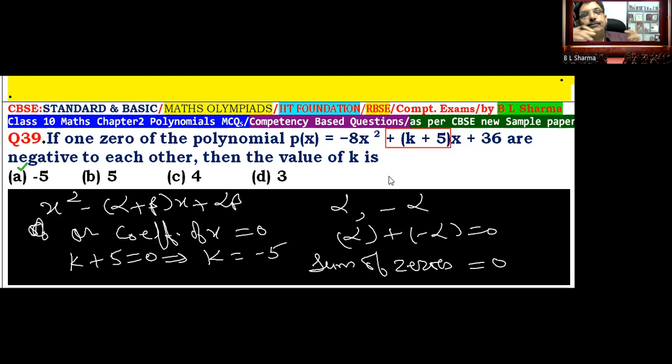Students, see to it, if one zero is the negative of the other, in that case the sum of zeros will be equal to 0, and the sum of zeros is given by the coefficient of x. Both of these become 0, so the coefficient of x will be 0. The coefficient of x here is k plus 5. So k plus 5 will be equal to 0. So the value of k will be negative of 5. So A is the correct option.